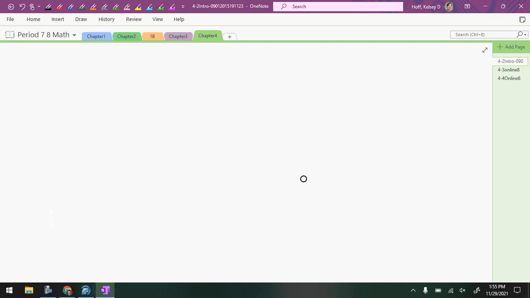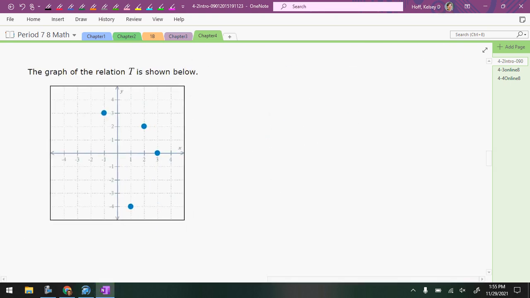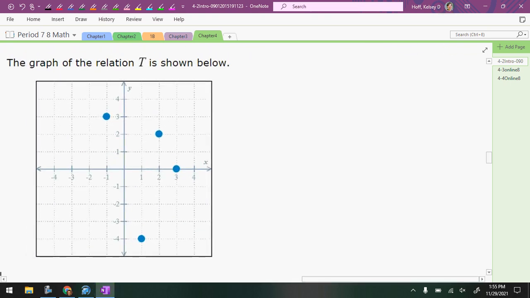The very first thing you want to do today on these types of problems is to write down your ordered pairs. All of you right now, write down the 4 ordered pairs off this graph. Write down your 4 ordered pairs.